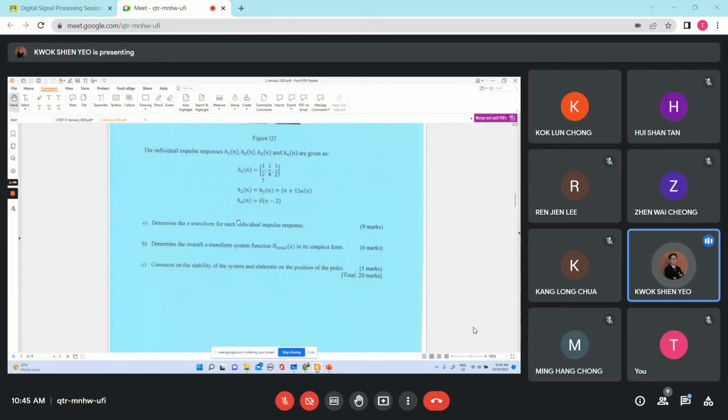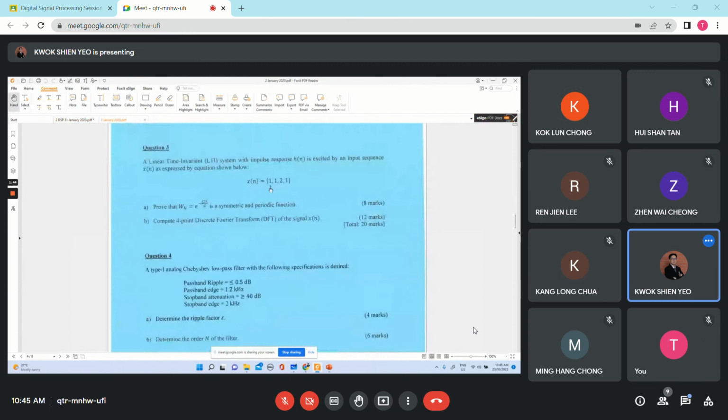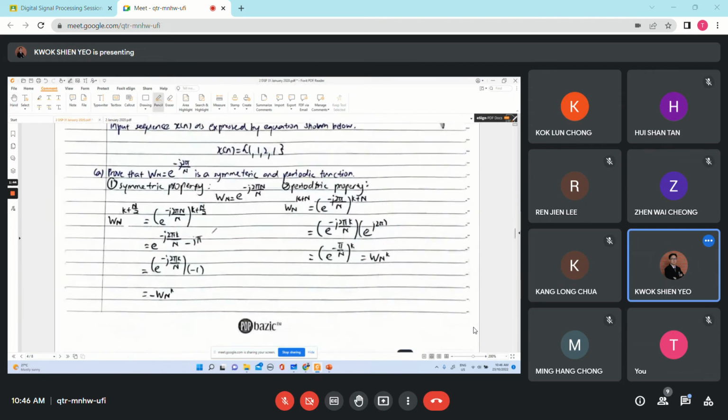Question number 3. 1, 2, 1, 1, 2, 1. Linear. Prove that this one. I think it's in the lecture notes. Proof that this one is symmetric and periodic. This one is in the lecture notes.